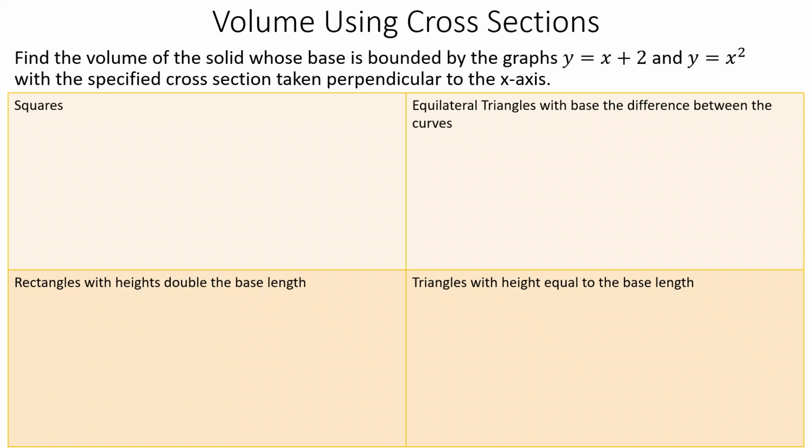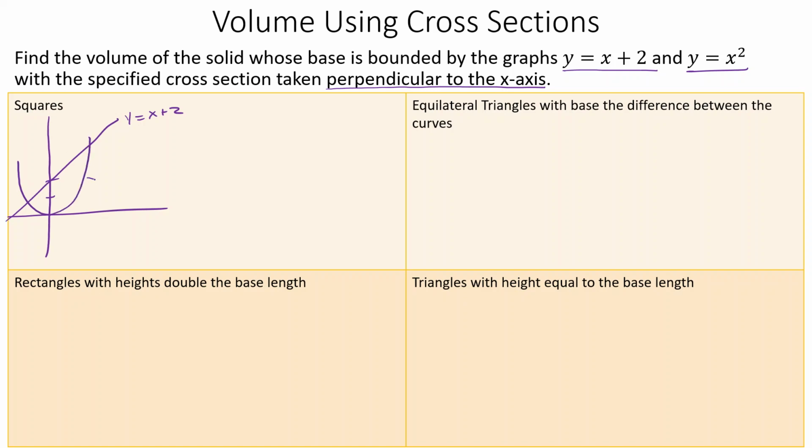All right, so here's some examples. Find the volume of the solid whose base is bounded by the graphs y equals x plus 2 and y equals x squared with specified cross sections taken perpendicular to the x-axis. So let's see if we can draw this first. x plus 2 is shifted up 2 and looks something like that. So this is y equals x plus 2. And x squared is just our normal parabola opening up. So this is y equals x squared.